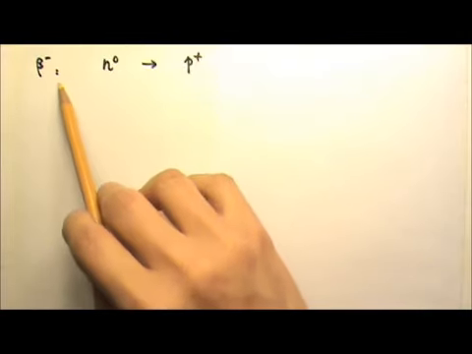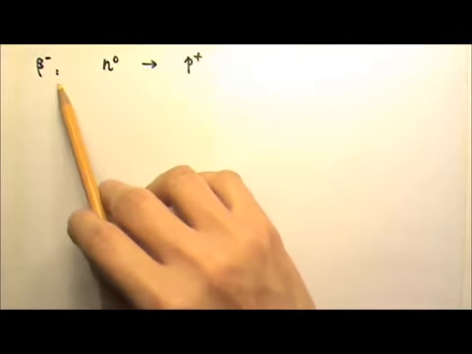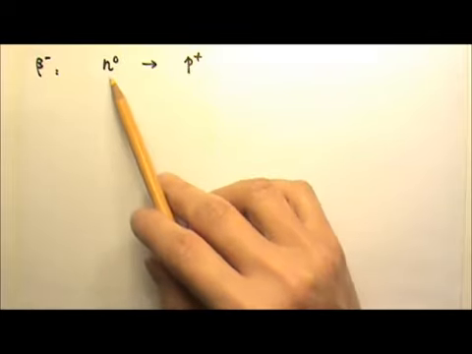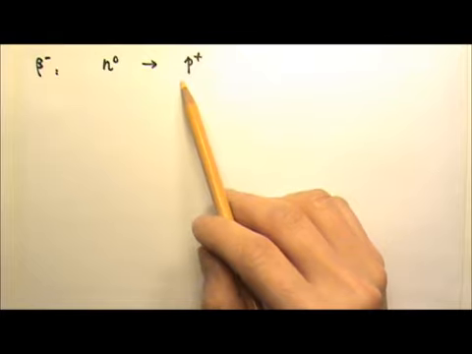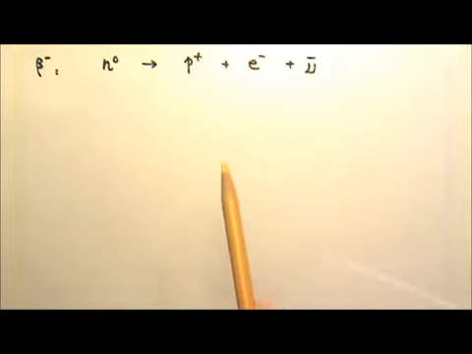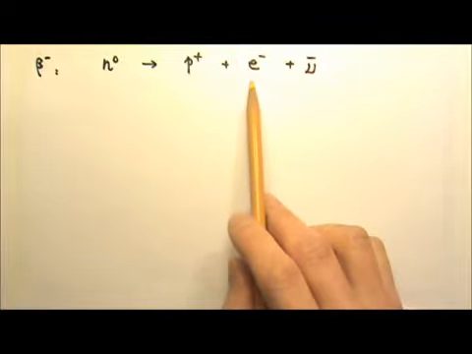In negative beta decay, the electron is produced from within a nucleus. What happens is that a neutron changes to a proton, but in order to conserve charge, it has to emit some negative charge, and that is the negative beta particle, an electron.